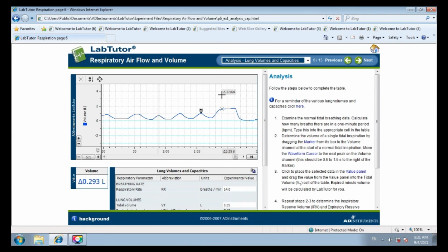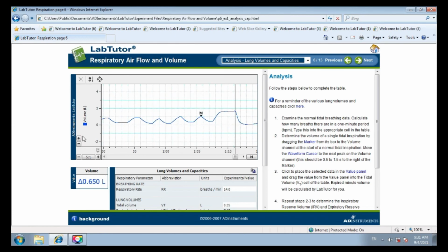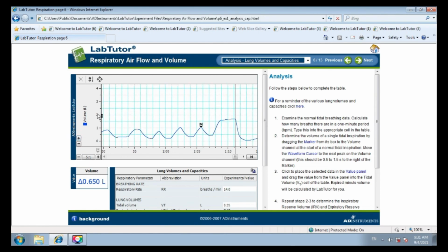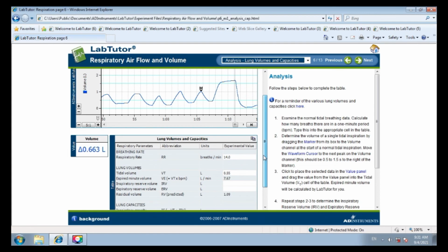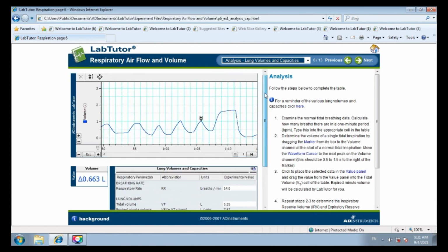And then for the inspiratory reserve volume, meaning the volume that is above the normal inspiration, we have to place a marker at the peak of the normal tidal inspiration and then click at the peak of the deep inspiration. So it will give you the extra amount that we inhale after normal tidal inspiration. So here you can see.